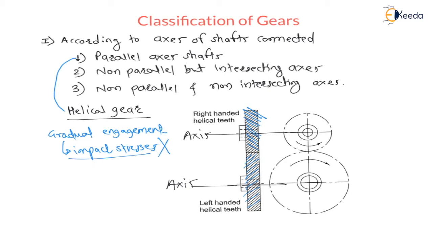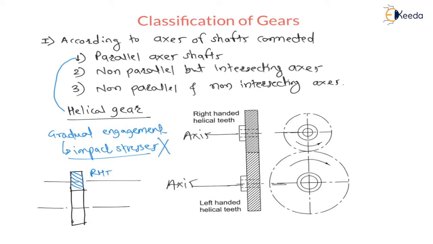And my dear students, if you observe carefully, if I cut right hand thread on the pinion, then for meshing, we compulsorily need left hand thread on the gear. See here, let us consider there is a pinion and gear in contact. The larger one is the gear. This is the axis of gear and this is the axis of pinion. Now, if I cut right hand threads, that is going downward towards right, these are right hand threads on the pinion.